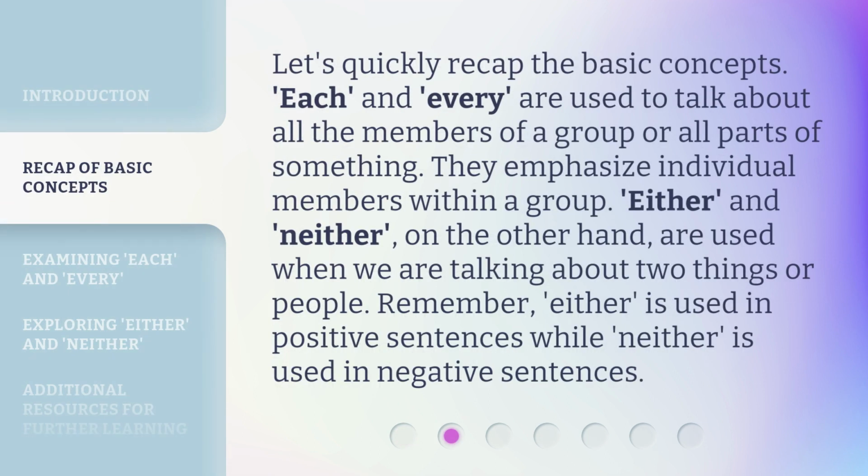Let's quickly recap the basic concepts. Each and every are used to talk about all the members of a group or all parts of something. They emphasize individual members within a group. Either and neither, on the other hand, are used when we are talking about two things or people. Remember, either is used in positive sentences while neither is used in negative sentences.